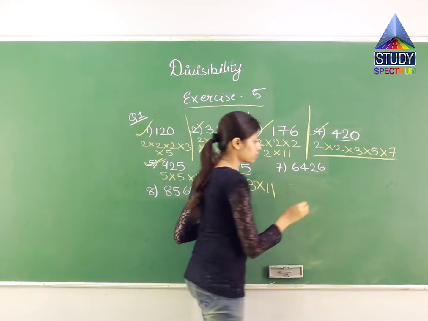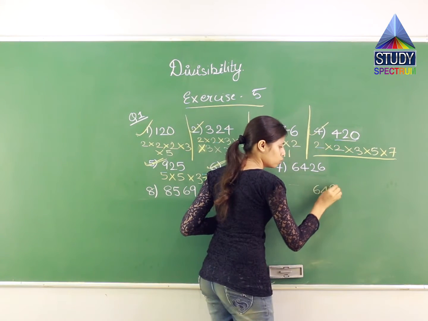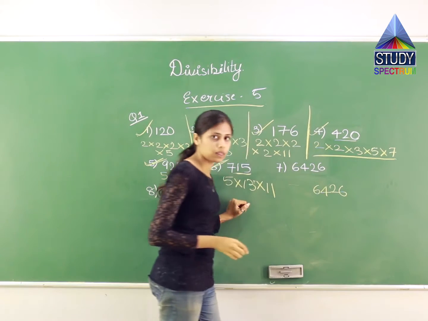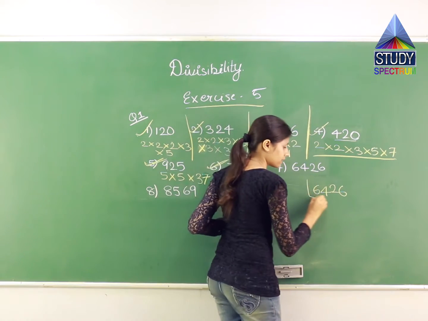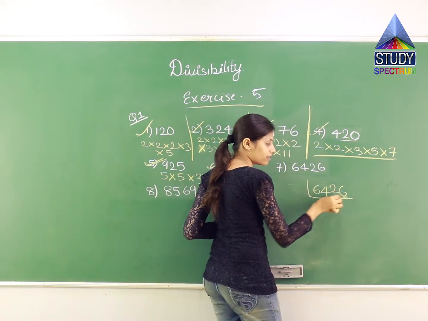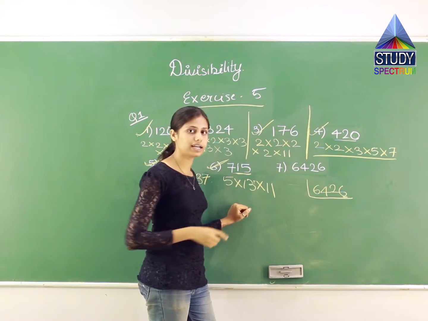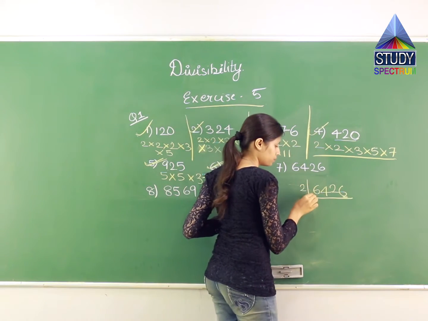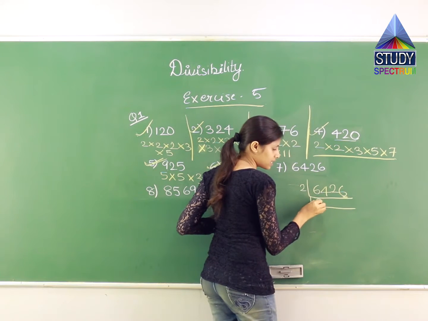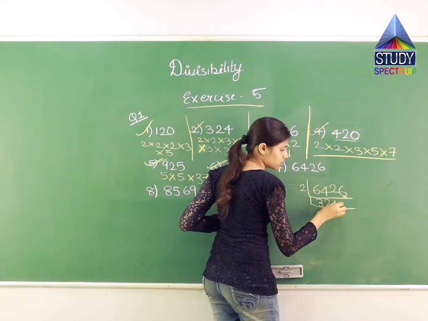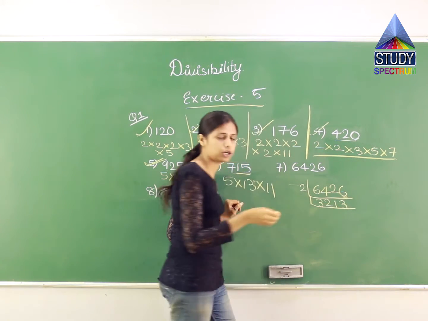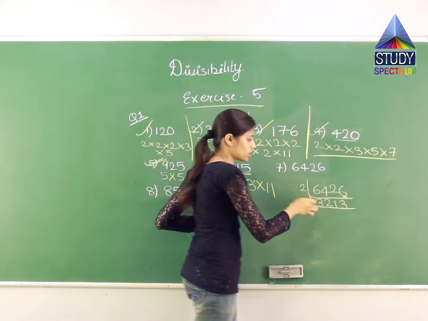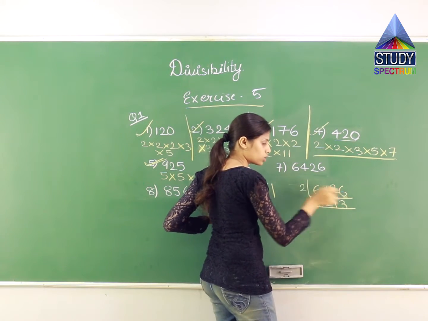Now what about 6426? Again, this number inside the factorization bracket. As I have an even number at the end, I'll try to divide it by 2. So I'll divide it by 2. 2 3s are 6, 2 2s are 4, 2 1s are 2, 2 3s are 6. I have already explained how it is done, right?